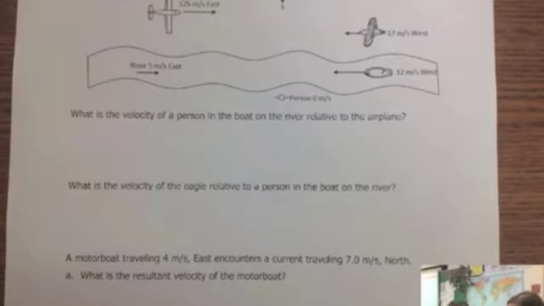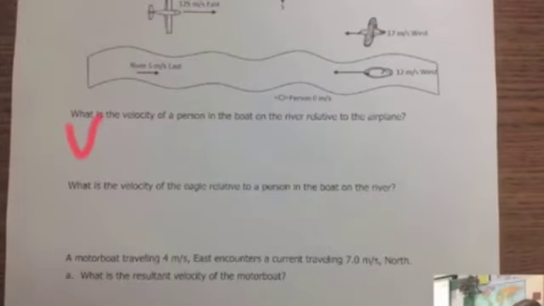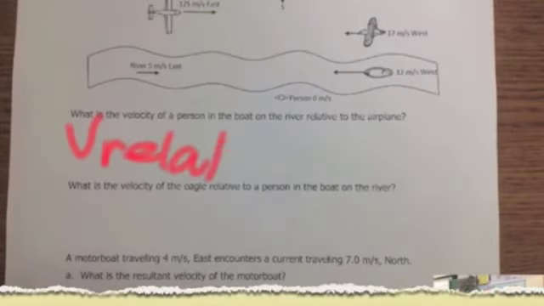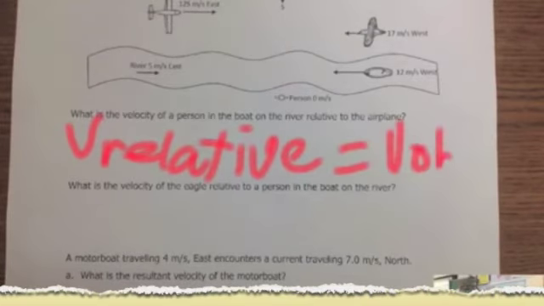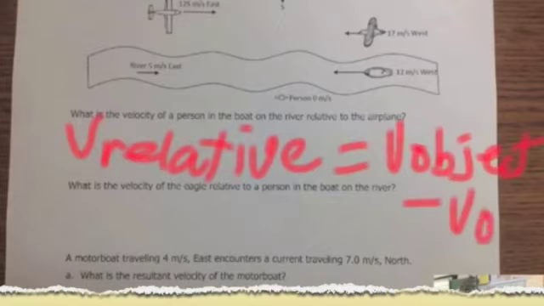Okay, so I kind of get the idea of that, but I think maybe looking at some problems might help me. Can we look at some stuff? Absolutely. There's a formula we can use, and that formula is V relative equals the velocity of the object minus the velocity of the observer. Okay.